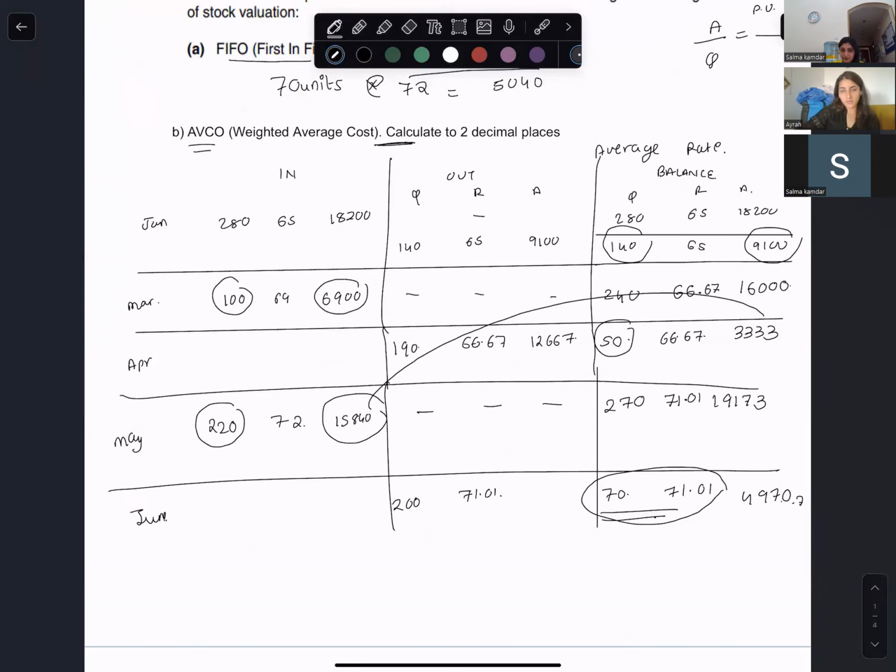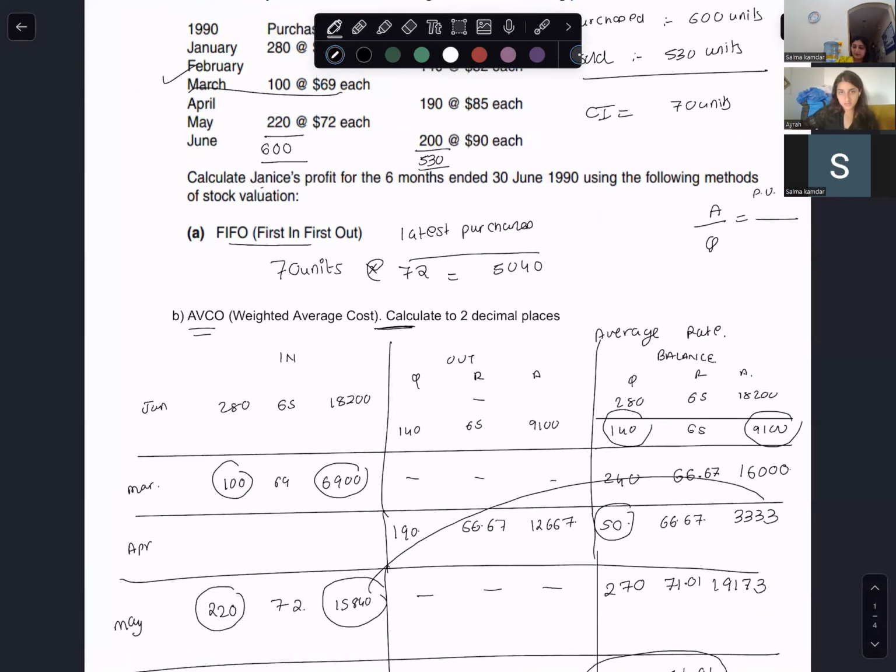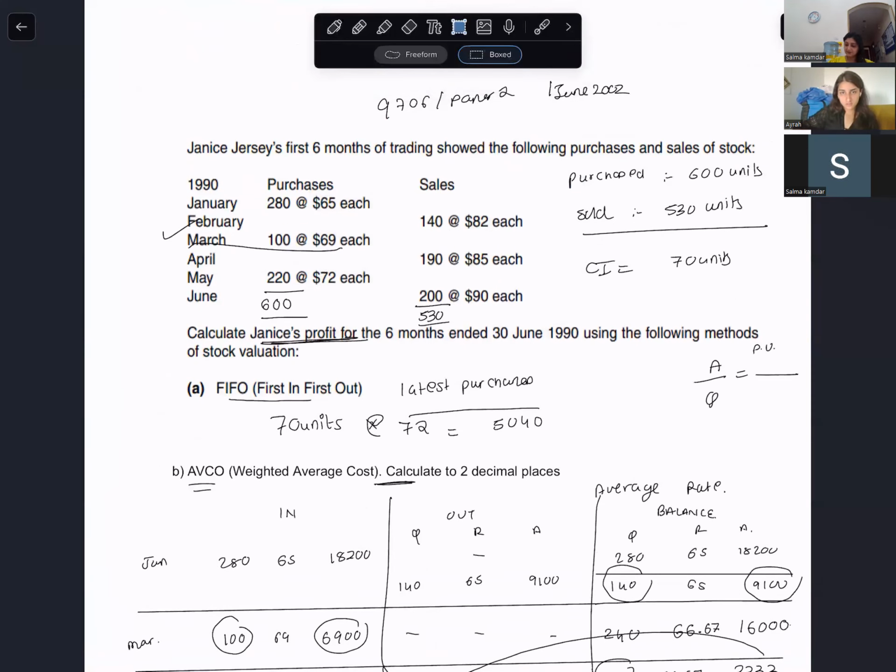But AFCO method is not applicable now according to IAS. LIFO. Okay, leave. I'll solve this down. We also have to find profit. No, over here it's only as AFCO calculated to that. Okay. Calculate Genesis profit.